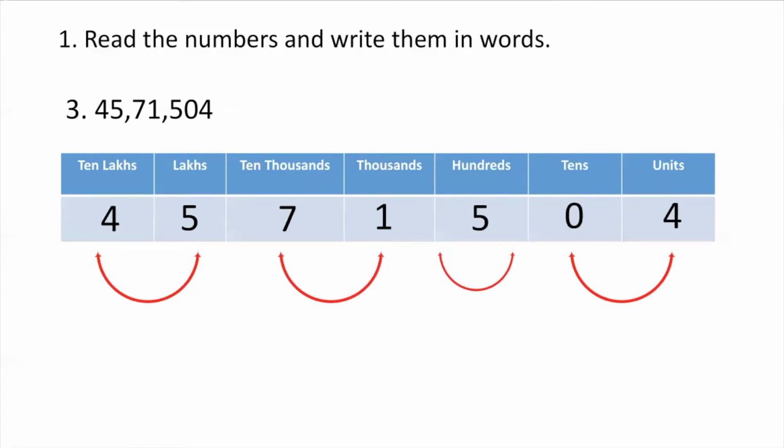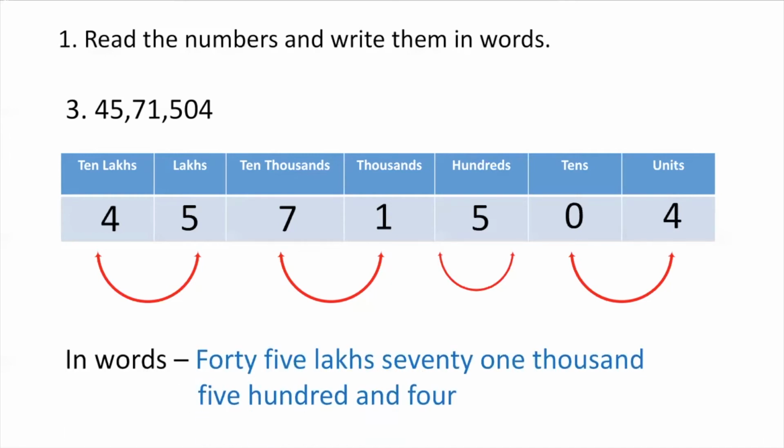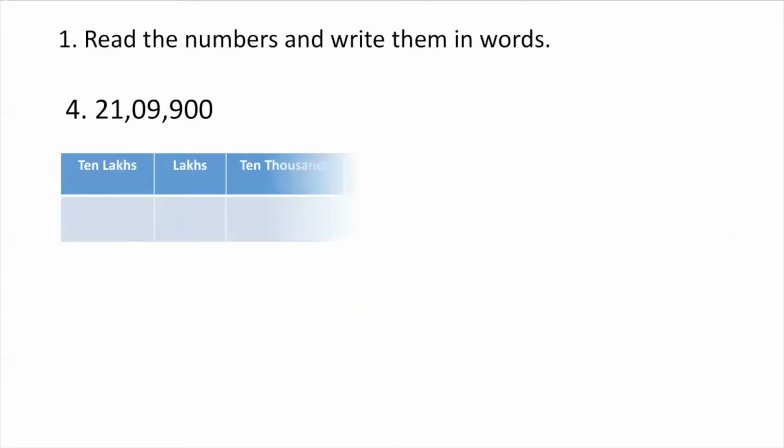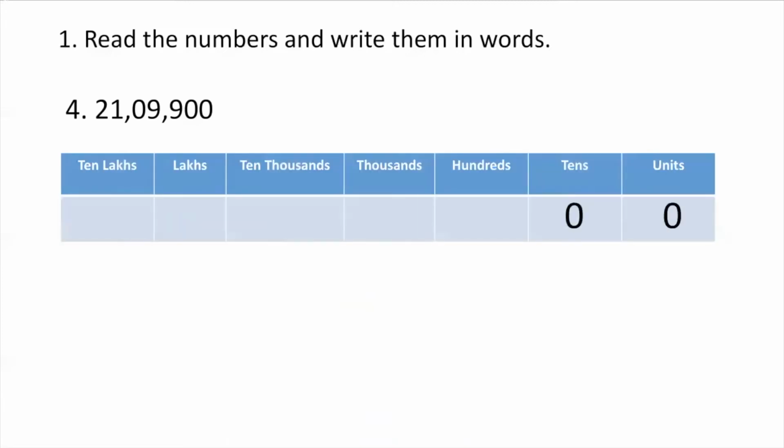So let's see how do we write this number in words. 45 lakhs 71,504. I hope it is clear to you girls. So let's move to the next number. Here we have 0 in the units place, 0 in the tens place, hundreds place we have 9, thousands place we have 9, 10,000s place we have 0, lakhs place 1, and 10 lakhs place 2.